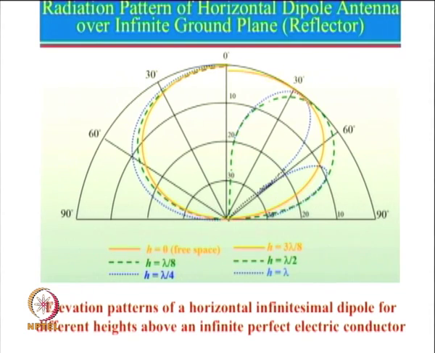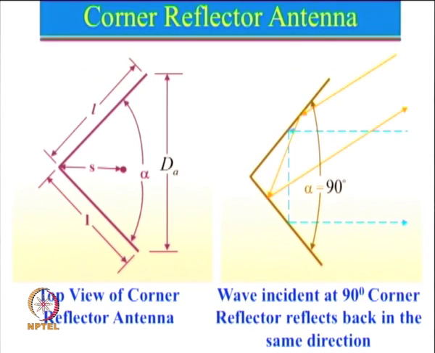So now we will get into the next topic, which is the corner reflector antenna. In case of a corner reflector antenna, as you can see here, there are two plates which are kept at an angle alpha, and this is the top view. You can see here there is a dipole antenna. I just want to mention here, even though I am talking about a dipole antenna, in reality you can have a different antenna also over here. Now this is the general concept, so please remember this.